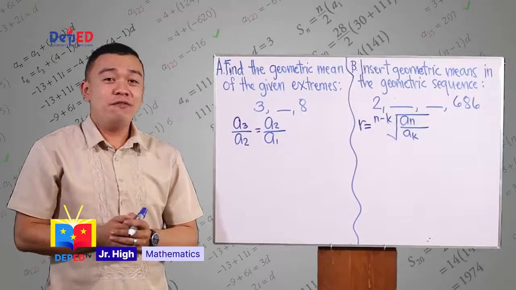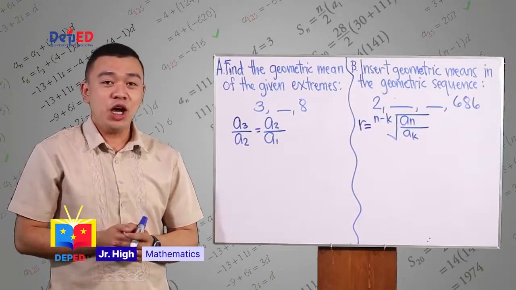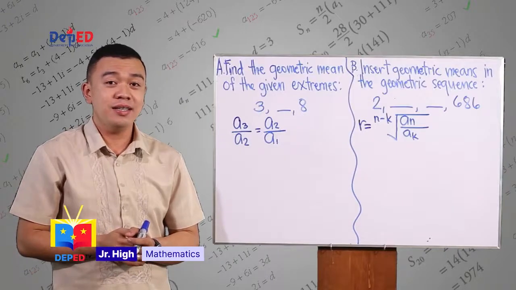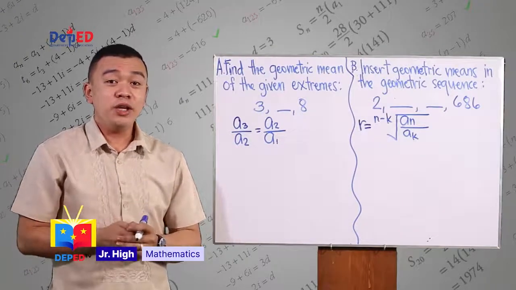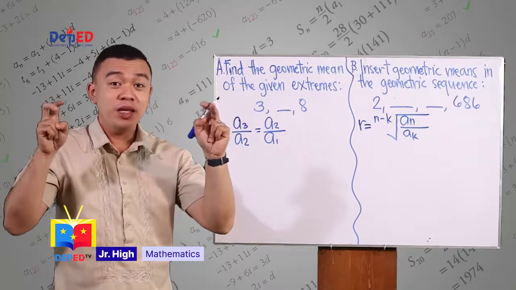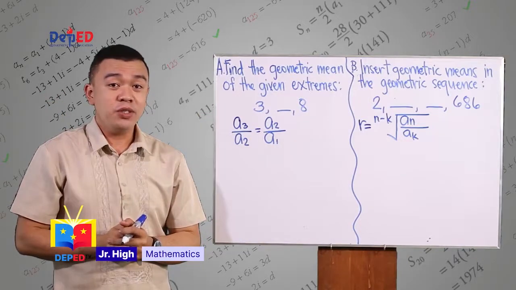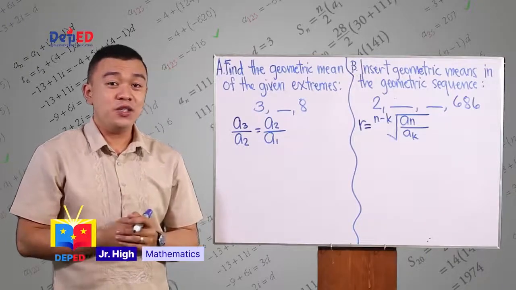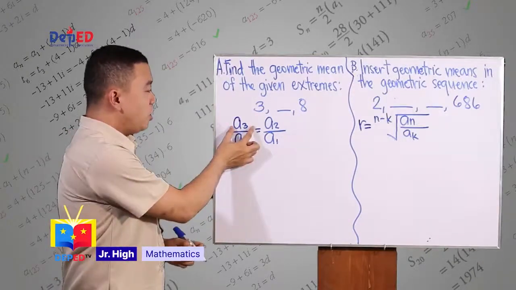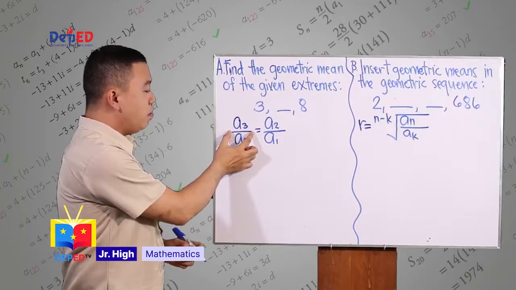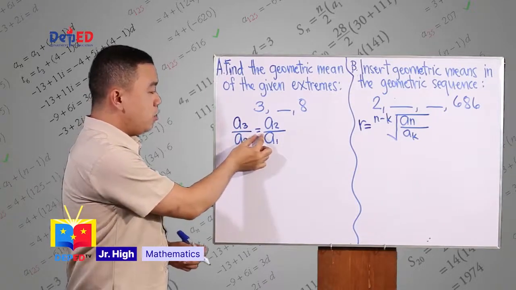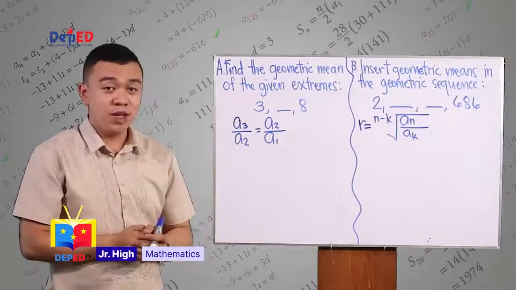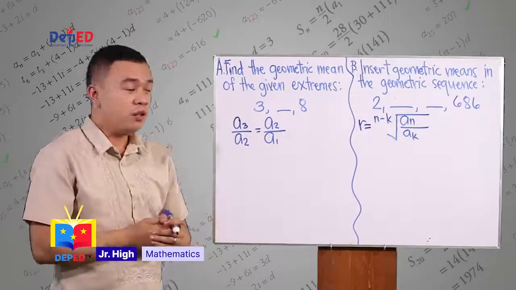For letter A, find the geometric mean of the given extremes 3, blank, and 8. Again, we are looking for the geometric mean of the extremes 3 and 8. With that, let's use a sub 3 divided by a sub 2 is equal to a sub 2 divided by a sub 1. Let's substitute the values.